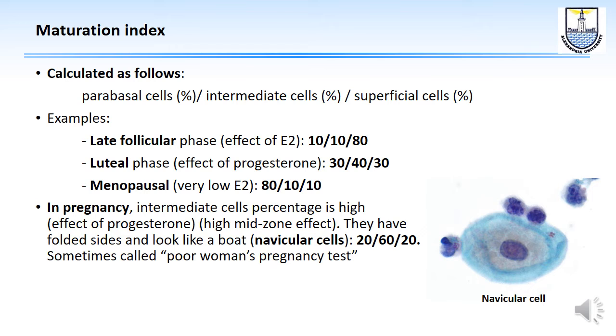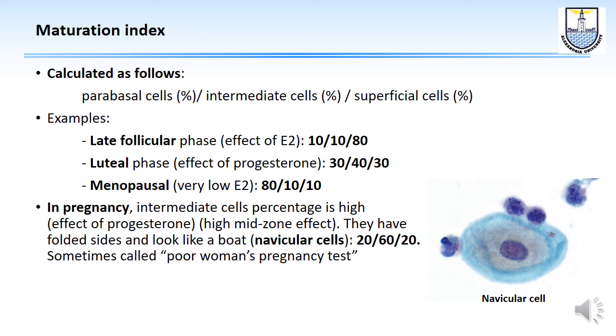While a woman in the menopause who has no estrogen, no progesterone, will have most of her cells going to be parabasal cells, 80%, and 10% intermediate and 10% squamous. Pregnancy, of course, is characterized by a very high level of progesterone. So we will have a high mid-zonal effect, as we call it. So the maturation index can be like 20, 60, 20.